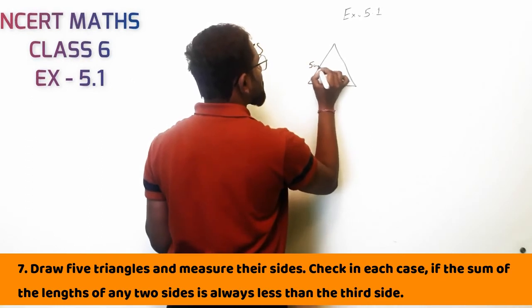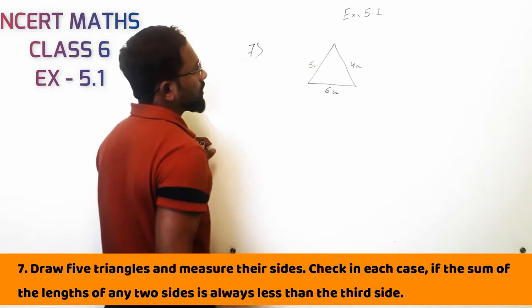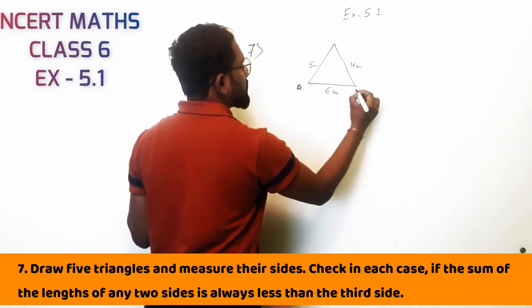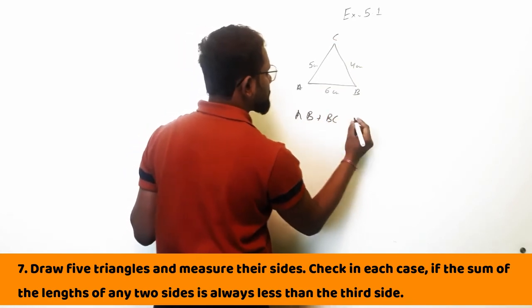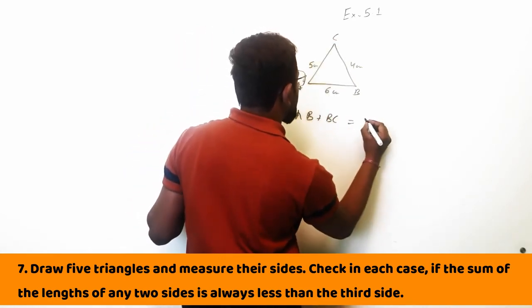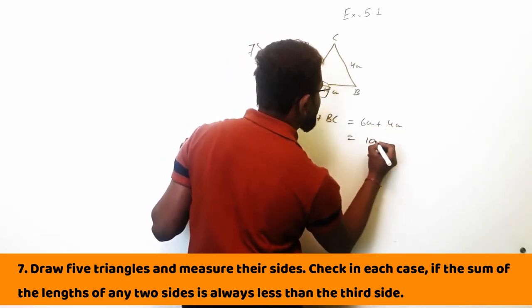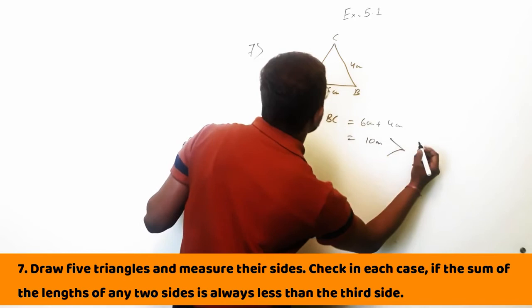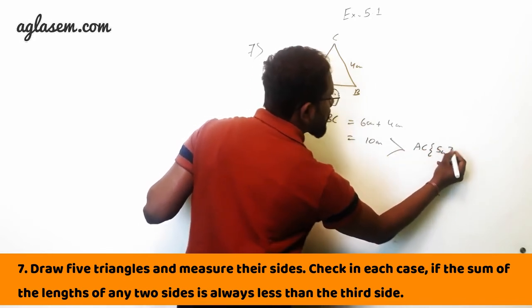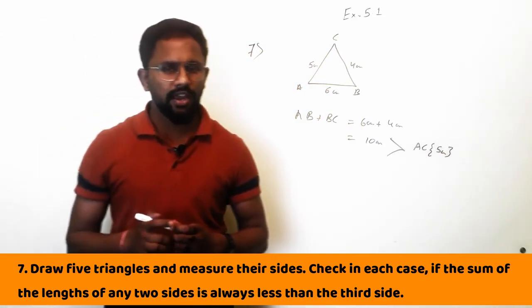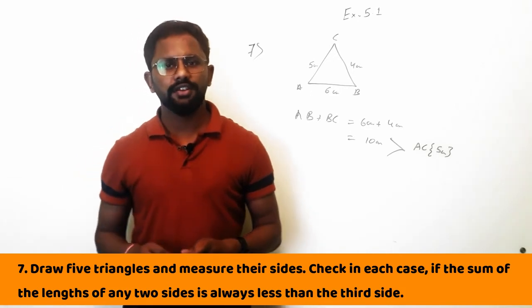This is 5 centimeter, this is 4 centimeter, this is 6 centimeter. Okay, let it be A, B, C. AB plus BC equals to 6 centimeter plus 4 centimeter, which is equal to 10 centimeter, which is greater than AC, which is 5 centimeter. You can check in all other 4 triangles. This will always occur, that the sum of two sides is always greater than the third side.